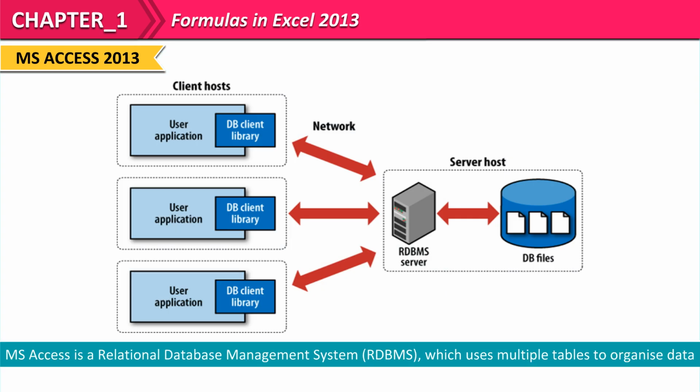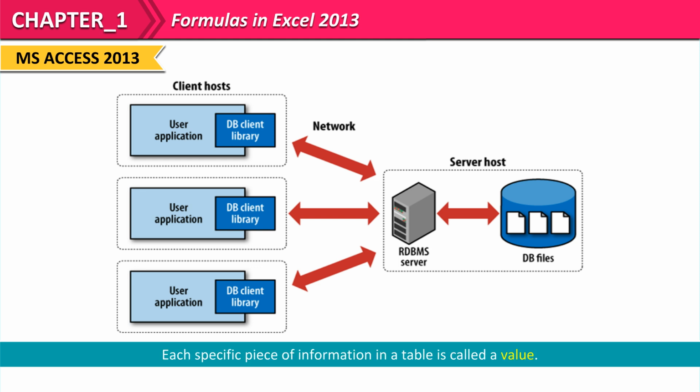MS Access is a relational database management system, RDBMS, which uses multiple tables to organize data and creates relationships between these tables to retrieve information. Each specific piece of information in a table is called a value. A value is located at the intersection of a column and a row. The total number of values in a table is the number of rows multiplied by the number of columns.